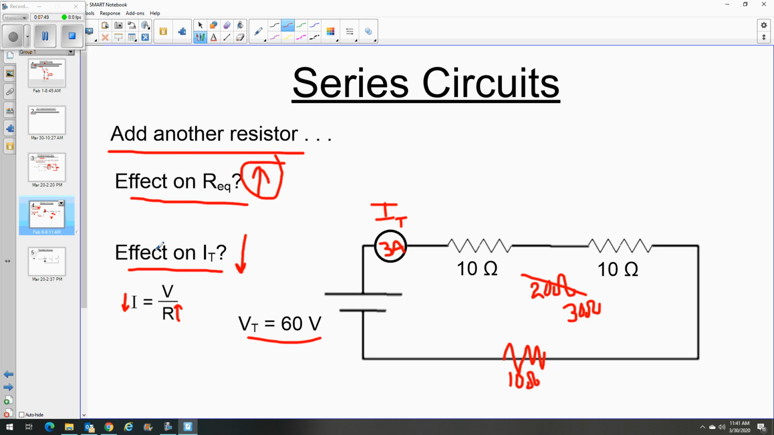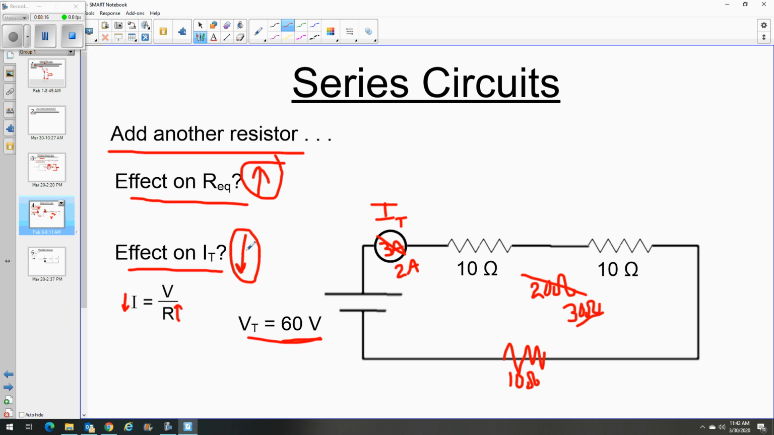Now, what effect will that have on the current? Well, I total will be V total over R total. V total is still 60. R total is now 30 ohms. That means that our total circuit current just went to 2 amps, so we were correct in our prediction that the total current will go down. So in any series circuit, if you add another resistor, it will increase equivalent resistance and therefore decrease the current that flows.